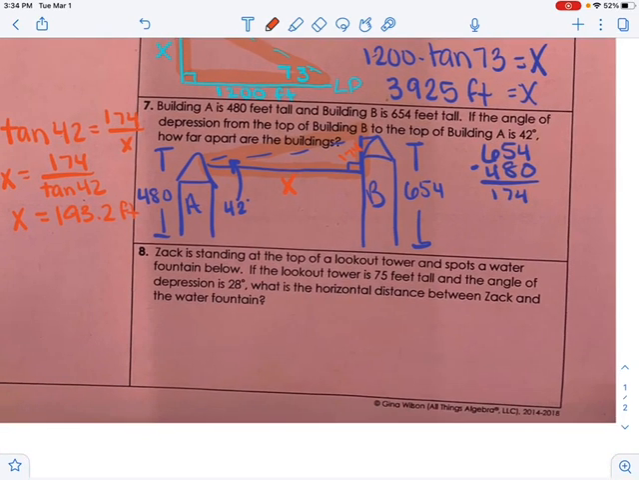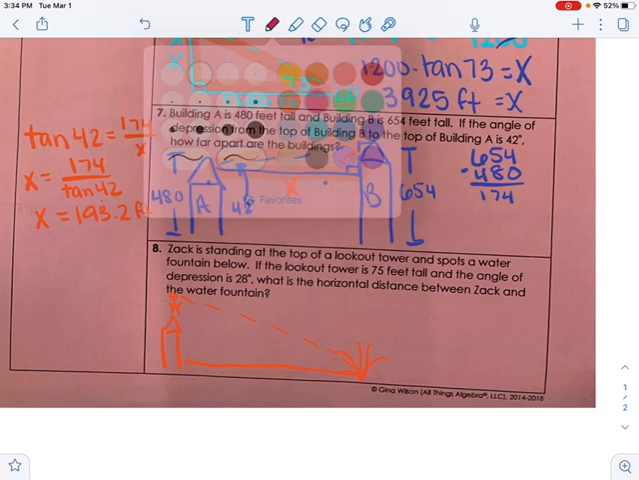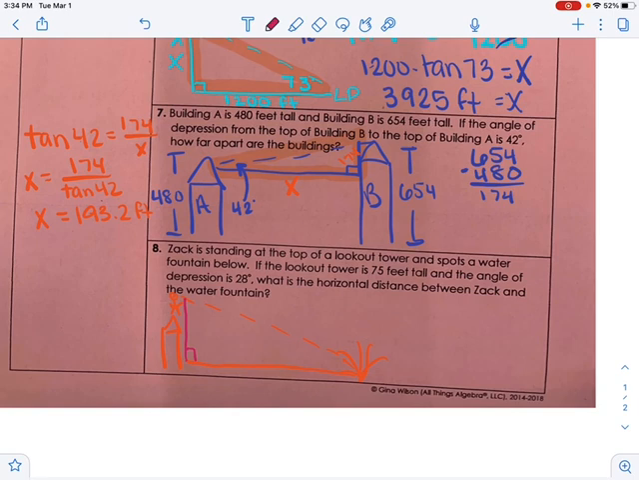Okay, last but not least, number 8. Zach is standing on a lookout tower, so again, I'm just going to draw a building. Boom. And Zach is here on top. And he sees a water fountain below. So the water fountain, oh, look at that water. Okay. And he sees that, so there's his line of sight. Then from that line of sight to the fountain, there is a distance from the fountain to the building. And then, of course, we care about the height of the building. I'm just going to change colors so you can see that. Boom. There's my right triangle.